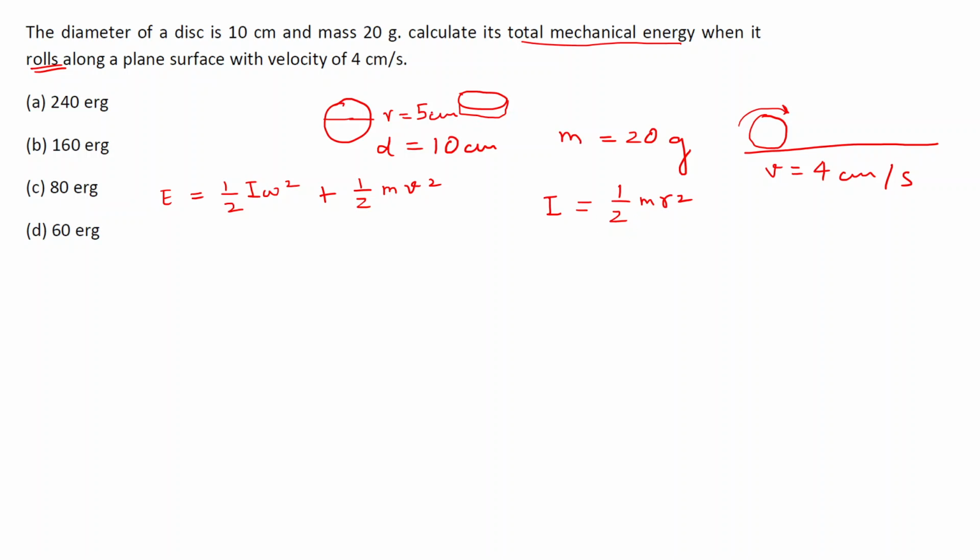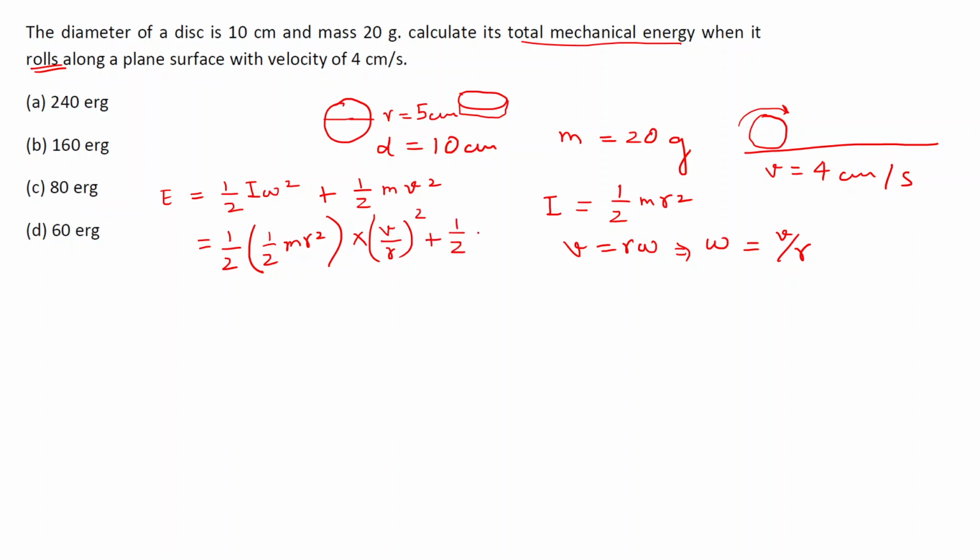So half m r square, r is 5 centimeter, and omega, again using the relation v is equal to r omega, implies omega is v over r. So substituting these things here, we will get half, moment of inertia value is half m r square, times omega. Omega is v by r, and we need to take the square of this, plus this kinetic energy, which is half m v square. This is separate.